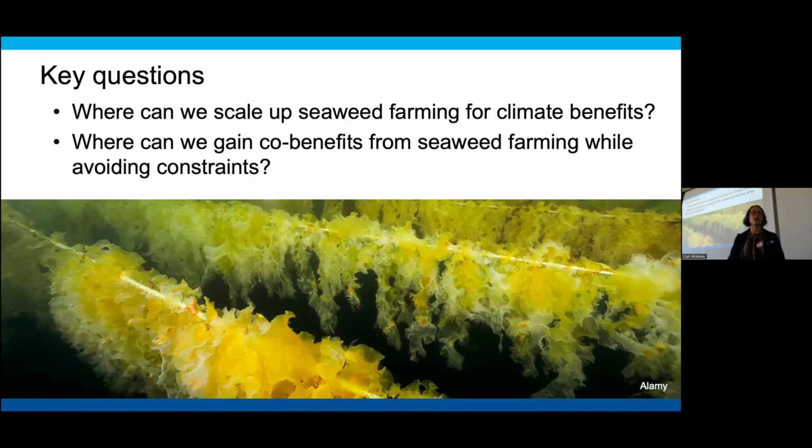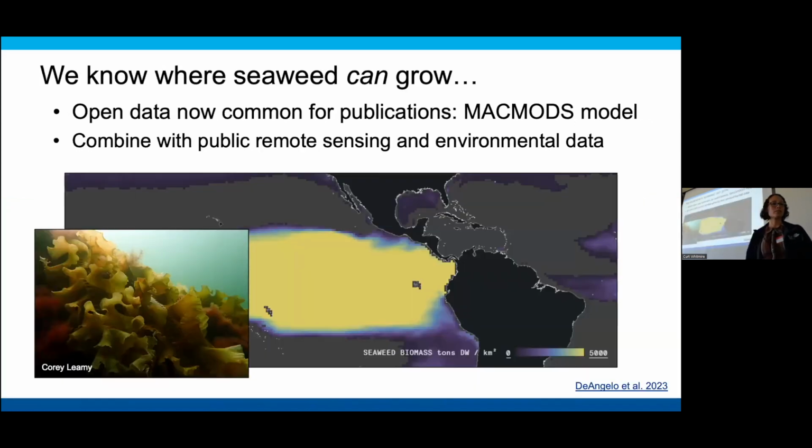So with my remaining time, I'm going to focus in on seaweed blue carbon, and specifically farming seaweed. And we want to know, where can we scale up seaweed farming to produce the most climate benefits? We also want to know where we can realize other ecological and social benefits in doing so.